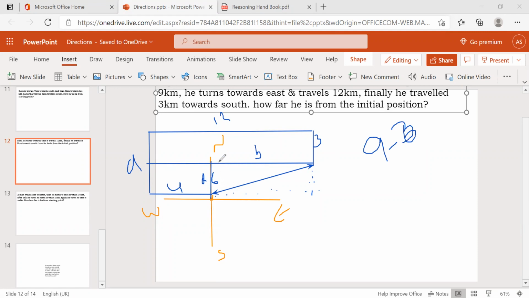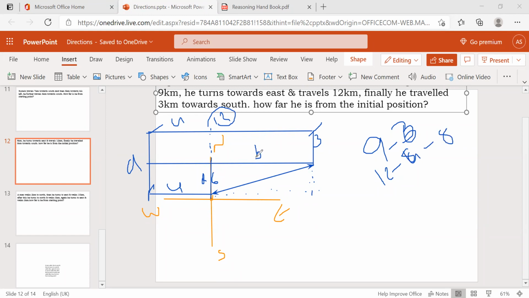This is 6. And what about this length? Totally from here to here, it is 12 kilometers. And from here to here, he traveled towards west, right? This is 4 kilometers, that means the dotted lines. 12 minus 4 will get this one. 12 minus 4 is nothing but 8.